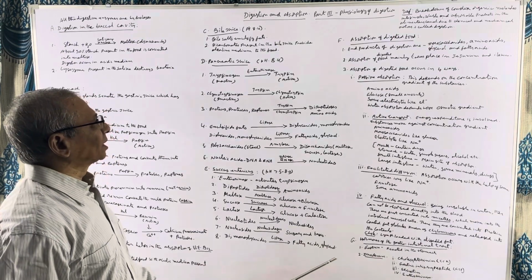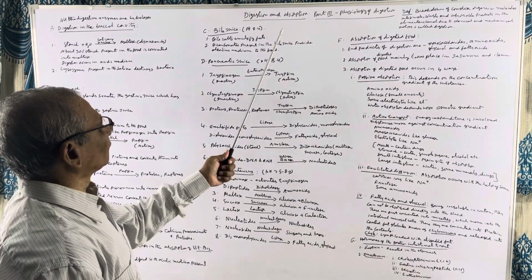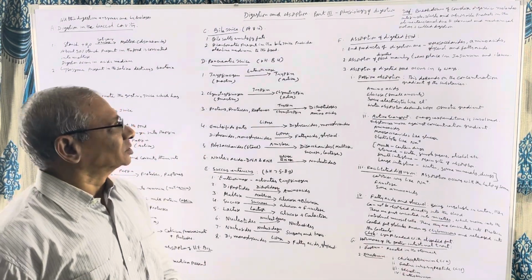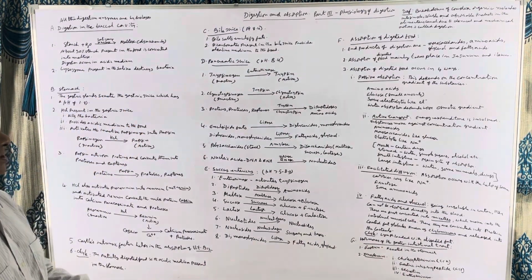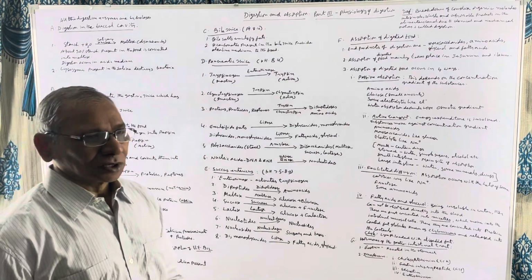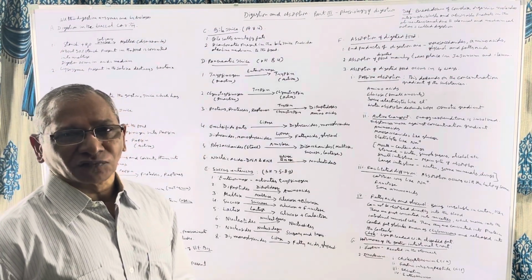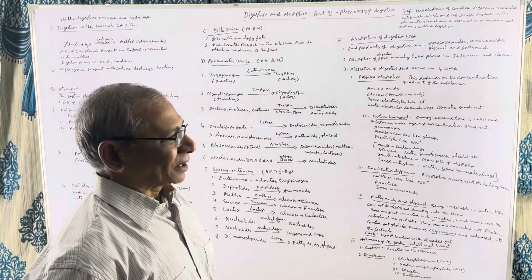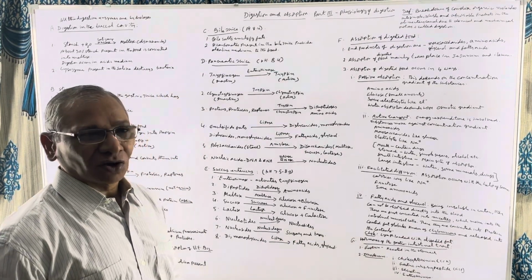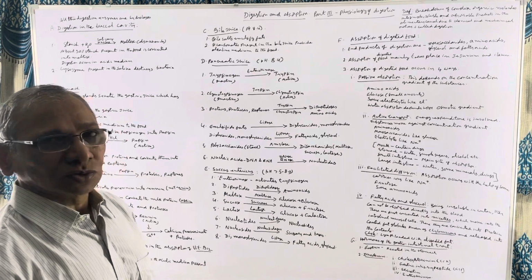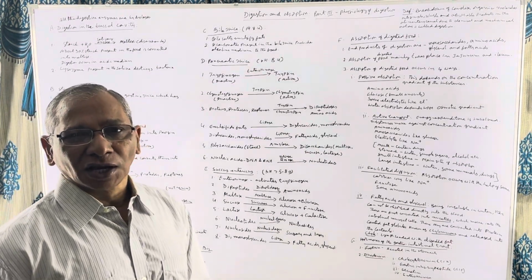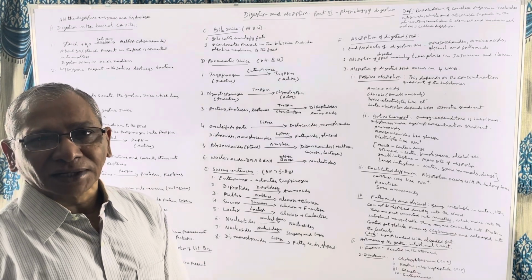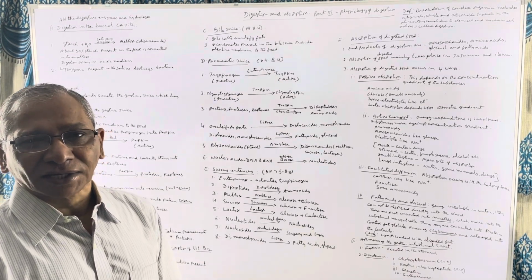Today I am taking up part 3 of digestion and absorption, that is, the physiology of digestion, or the process of digestion. So what is the definition of digestion? I have given it here. Digestion means breakdown of complex organic molecules into simple, soluble and absorbable products due to the chemical and mechanical action in the digestive system.